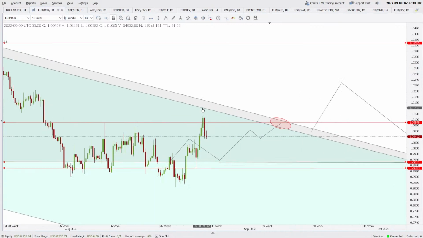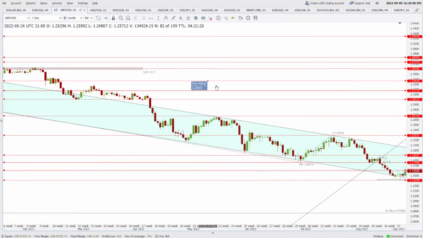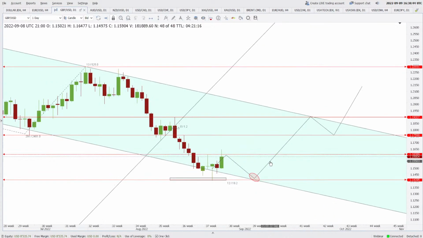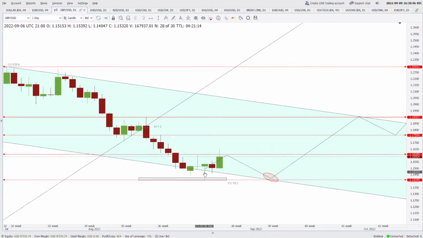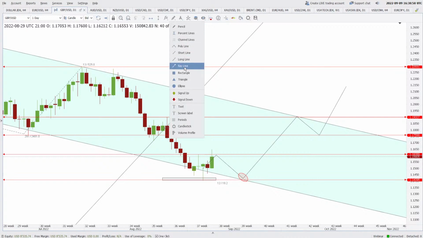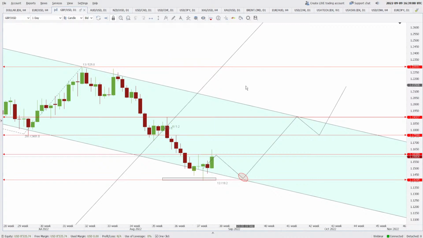Okay, while talking about the Great Britain pound, day before yesterday it gave us a bullish pin bar giving us an indication that there is a possibility of a close higher than 1.1608, but still now there is no close above 1.1608.